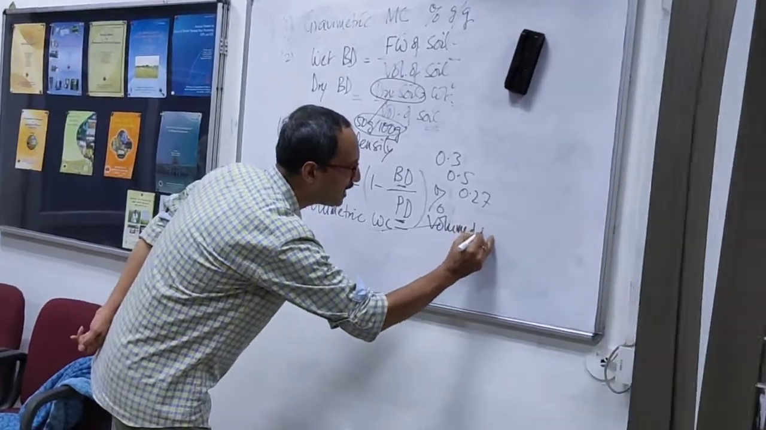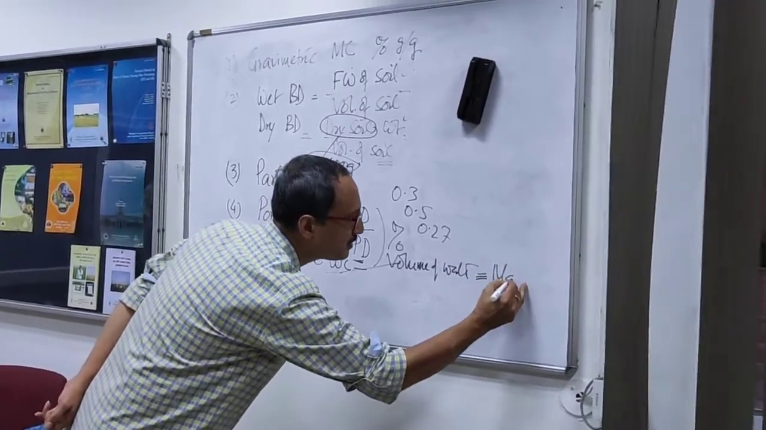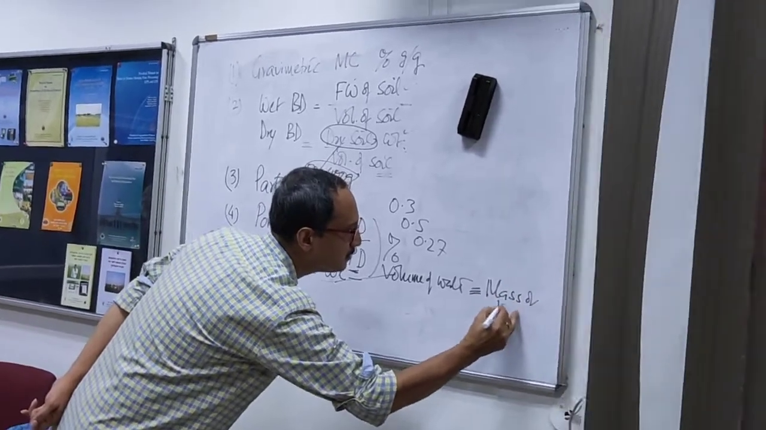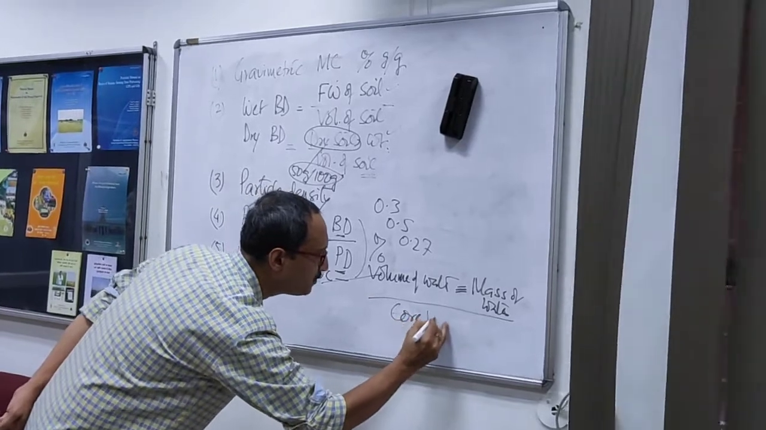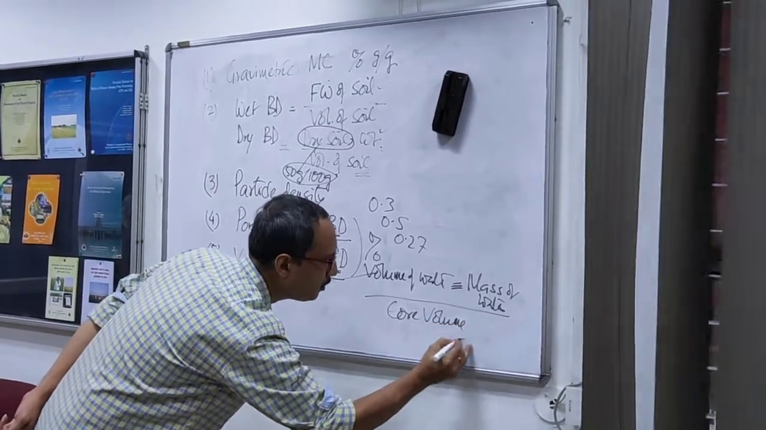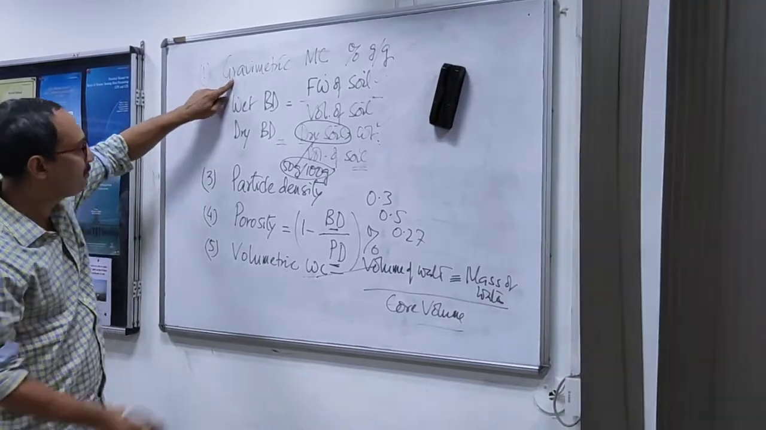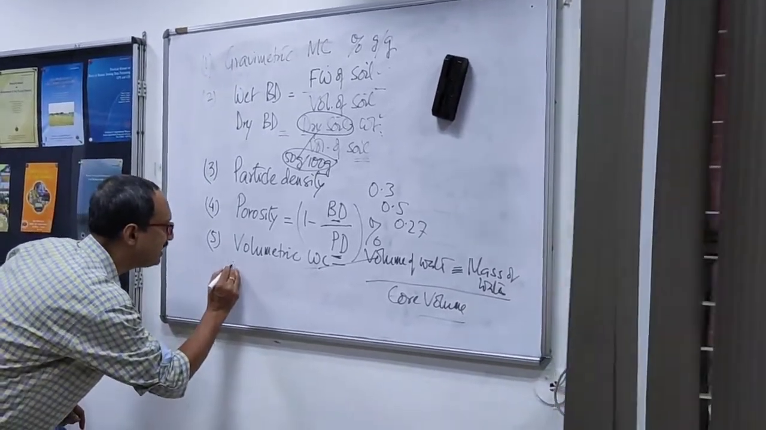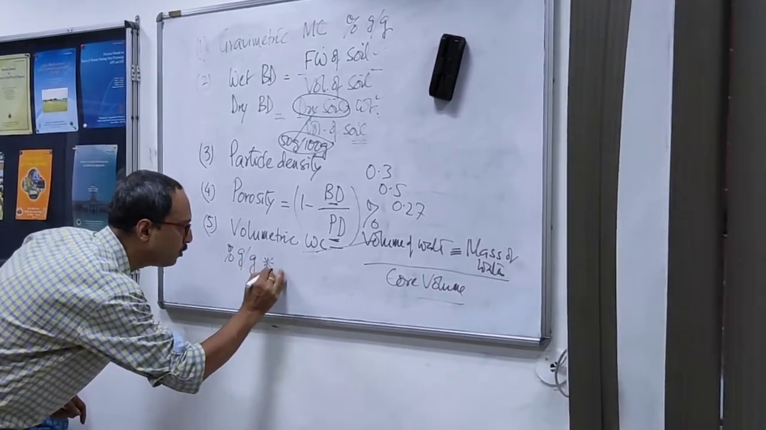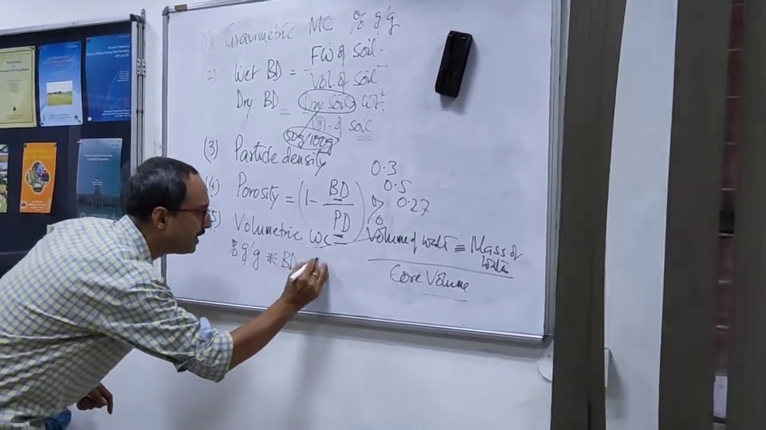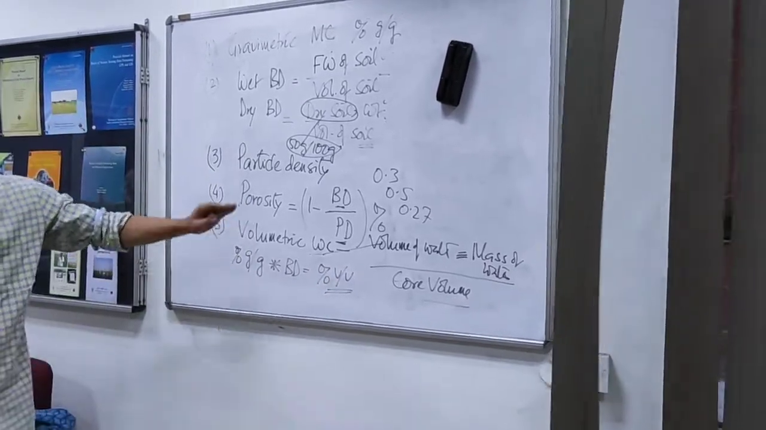So for the volumetric water content, the volume of water is the same as your mass of water divided by your pore volume. Pore volume is only the soil volume. This is one way you can get it. Or you can simply multiply the gravimetric water content, percentage G by G, with your BD. So you will get percentage V by V, which is the volumetric moisture. Either way you can do this.